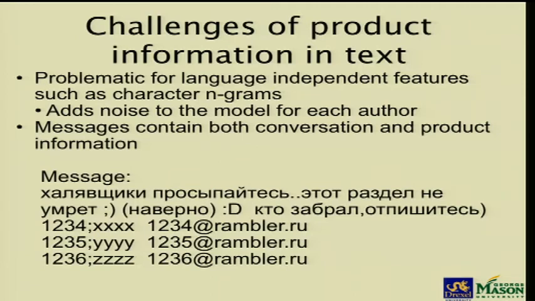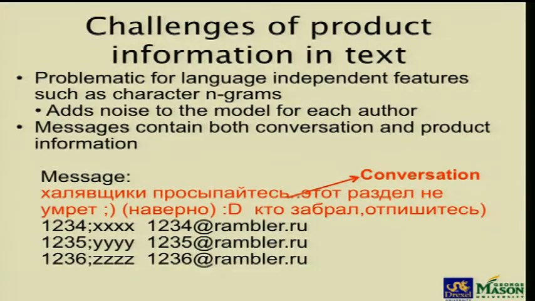Okay, so we had multilingual text and microtext, but on top of it, we had product information included in this text. And this is also problematic for machine learning. Even if you are using language-independent features such as n-grams, we won't be able to develop a very complete and good model for each author when we are training our data. For example, in this Russian message, we see the first part that looks like conversation, and then we get some product information. If we train our classifier, it would contain a lot of n-grams that have numbers and information coming from passwords and also punctuation, like the at sign. And this doesn't really represent the writing style of this author.